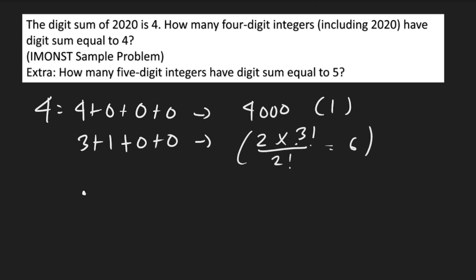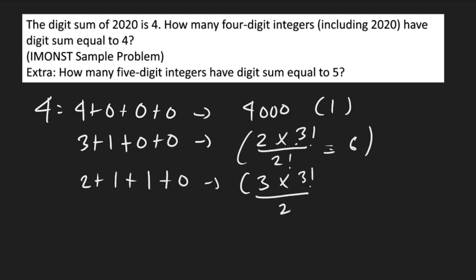Now for the second one. How about 2 plus 1 plus 1 plus 0? Now we have 3 choices for the first part, which means we can only choose 2, 1 or 1. And then after that we have 3 factorial. But then we have repetitions, so we divide it by 2. And now 3 times 3 factorial divided by 2 equals 9. Okay, so that is another one.